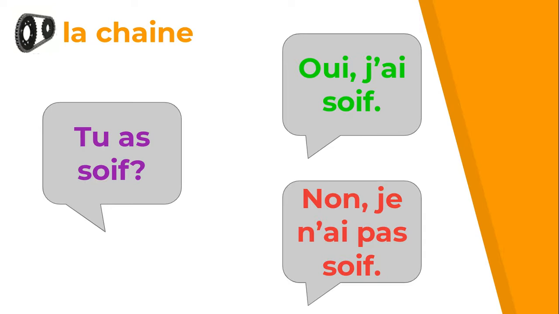Instead of doing the chain, let's go ahead and just ask everyone at our table. You're going to ask tu as soif. They're going to answer either oui, j'ai soif or non, je n'ai pas soif. Okay, you need to ask everybody at your table. So take turns. 3, 2, 1, go.